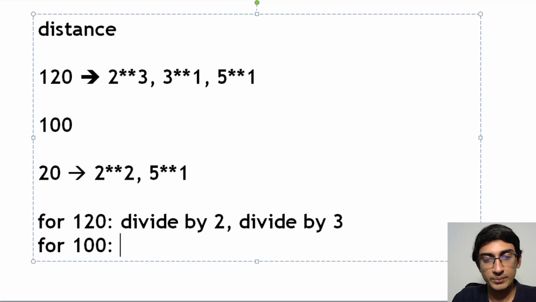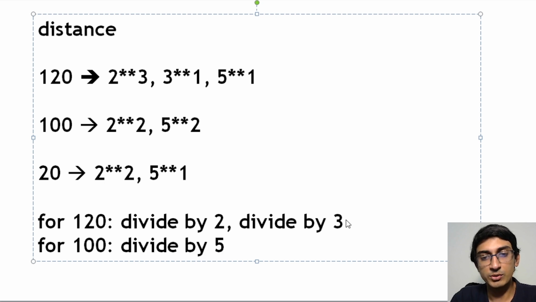For 100, what do I need to do? I have 2 square, that's 4, into 5 square. So that's 2 square into 5 square. So the number of factors of 2 are both matched. What I need to do is 5 square needs to become 5, so it becomes a divide by 5. That's it, so that's one easy way you can find.